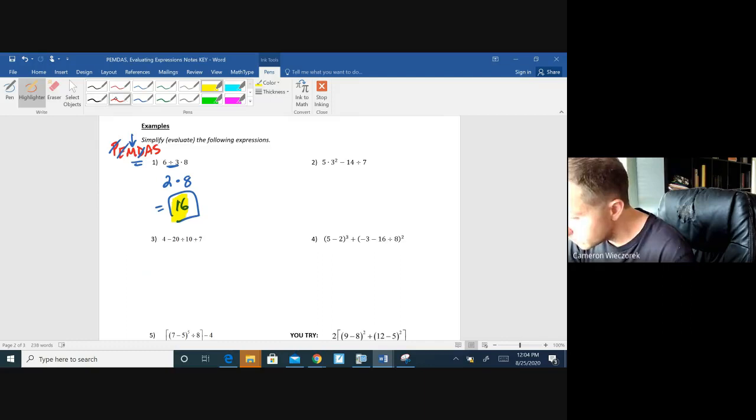Number 2, okay, you've got a lot more going on in this one. I'm still going to write PEMDAS. I'm going to save this as we go so we don't lose it.